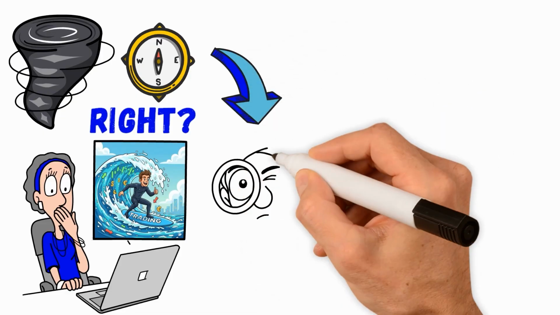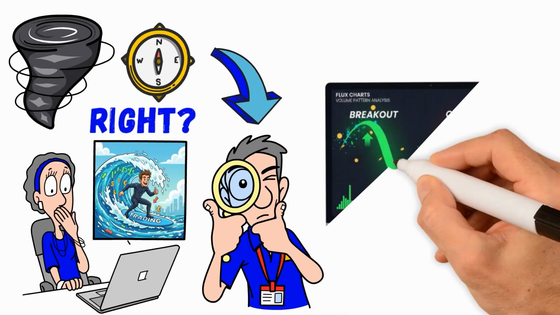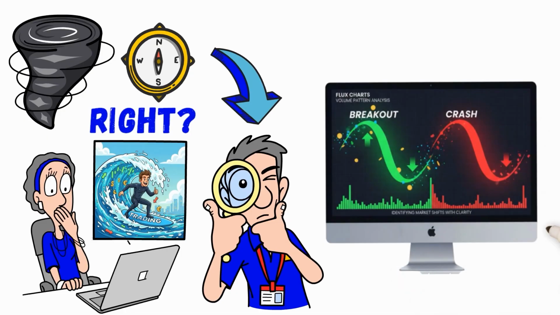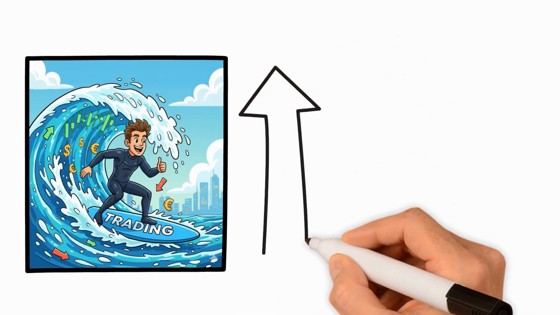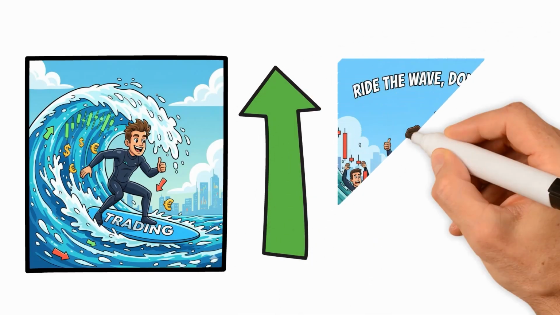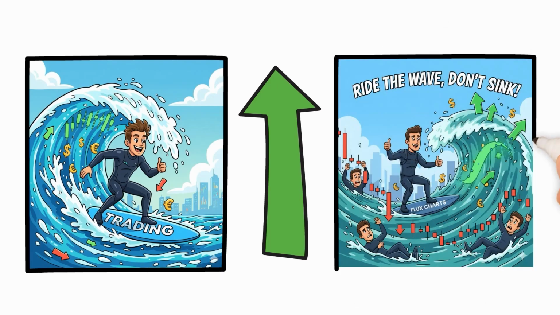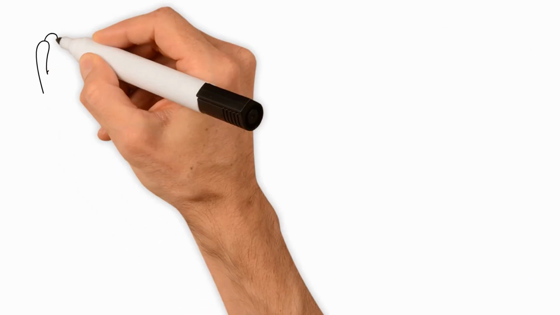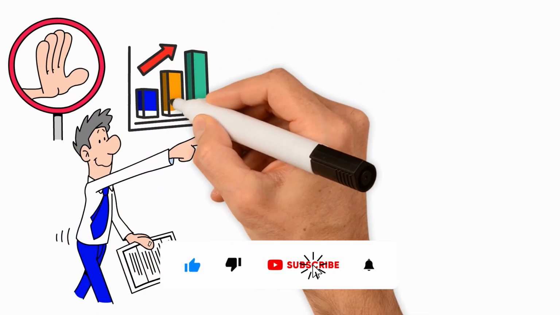Flux charts give you that edge by allowing you to see volume patterns clearly. They help identify whether the market is gearing up for a breakout or heading for a crash. Imagine you're on a surfboard. The bigger the wave, the better your chance of catching a ride. The flexibility of flux charts equips you to ride those waves of volume, reaping the rewards rather than getting wiped out. But let's not stop here, because this brings us right into our next playground of profit-making potential.